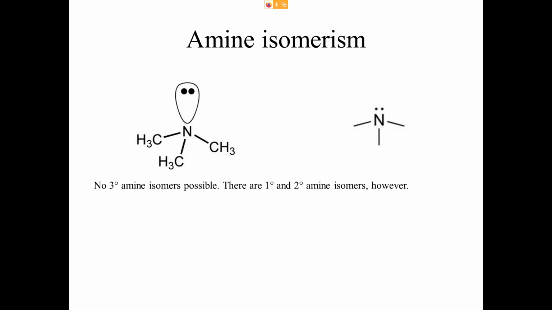But there are isomers of this. There's no other way I can make it tertiary, because to be tertiary, the nitrogen has to be bonded to 3 different carbons. And since we only have 3 carbons, that's the only way to do it. But what if I said, what are the primary and secondary amine isomers of this molecule? Could you draw it differently? If I said primary, what does that mean?